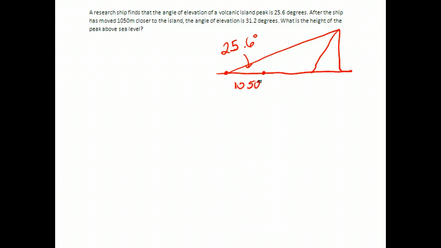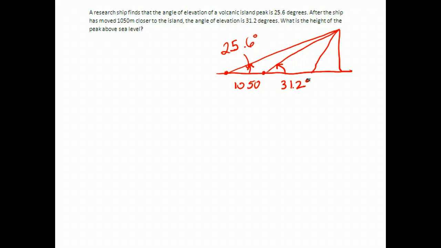Okay, and so then the ship goes a little closer here, travels a distance of 1,050 meters, and when it hits that spot, the new angle of elevation, measured from the horizontal, is there. Same with this in here, right? That's the angle of elevation measured off the horizontal. It's going to be 31.2 degrees.